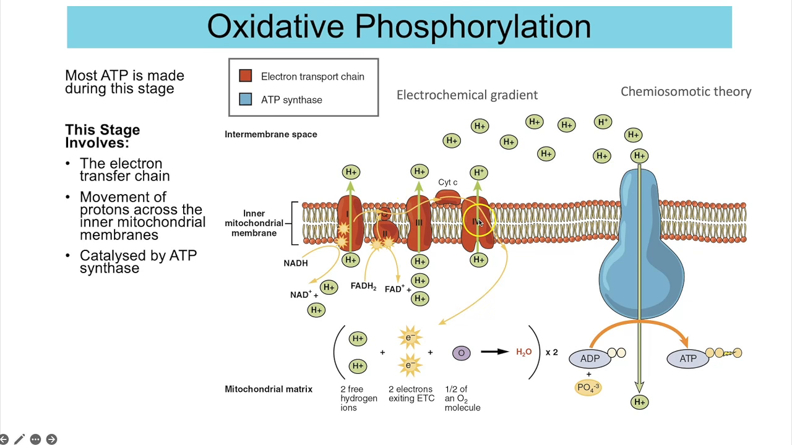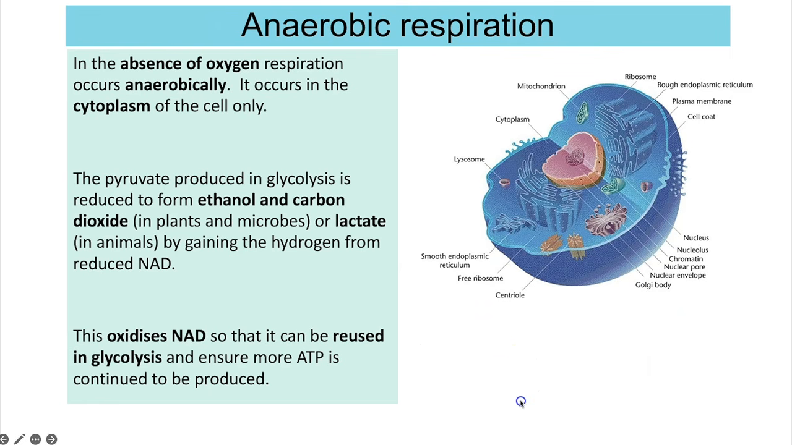And if you don't have electrons moving along the chain, you don't have energy being released to pump the protons, you don't have an electrochemical gradient, and therefore you don't get ATP being produced. So it's really important that oxygen is this final electron acceptor, meaning it picks up those electrons so that the electron transfer chain can continue and we still get ATP being produced. And that oxygen picks up the electrons. It also picks up some of the protons, and that is how water is produced in aerobic respiration.